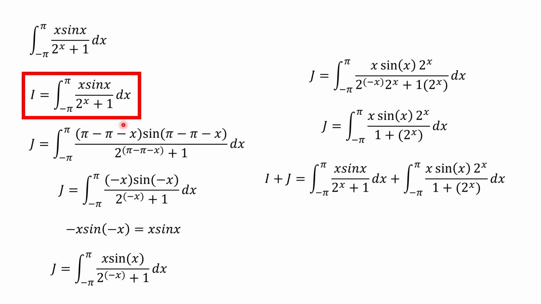So here's my I from here, and here's J. And then since we know I is equal to J, we can say this is 2I, because I plus I is 2I, like so. And also we can add x sine x with x sine x 2 to the x, because you can just add integrals, like so, and there's a common denominator, so there's no problem there. And you're left with this expression here, or this integral, sorry.